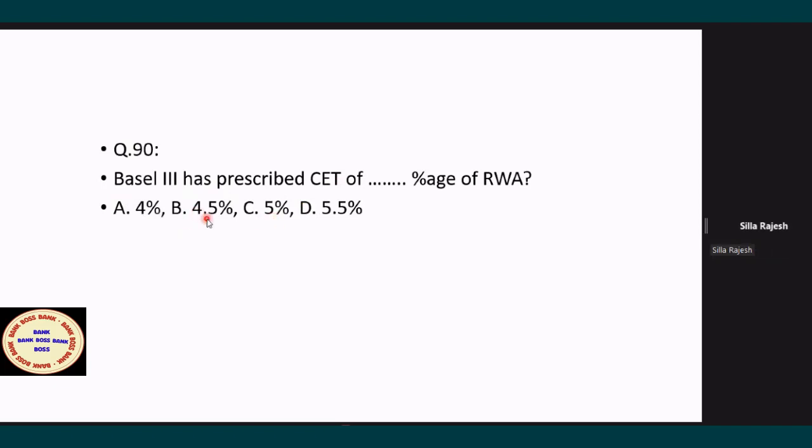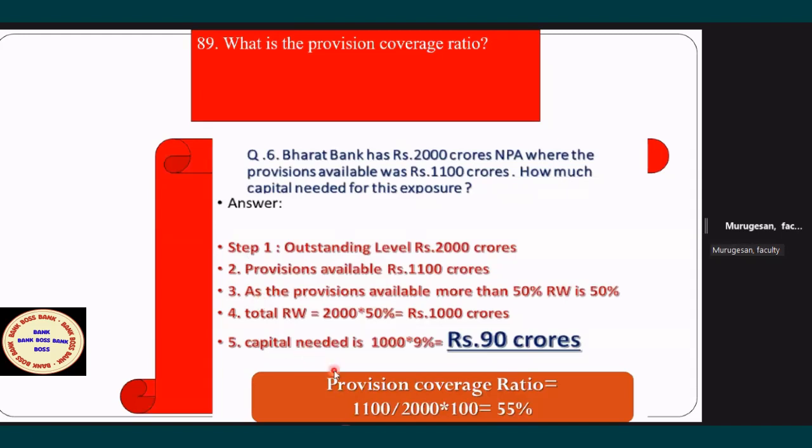Sir, can't we give above more than 50%, sir? Which one, madam? Previous question, sir. Provisions available is 1,100. Yes, the provision available is more than 50, so the risk weight will be just 50%.